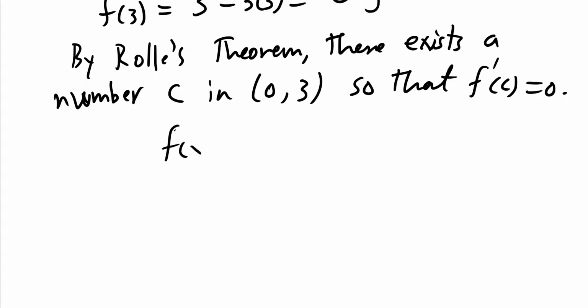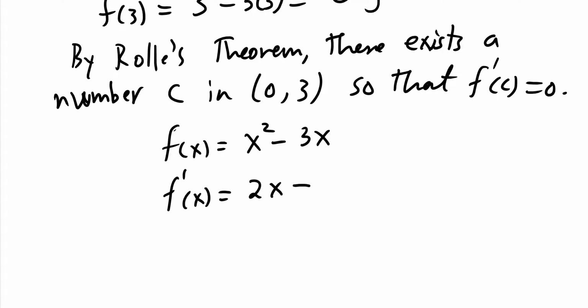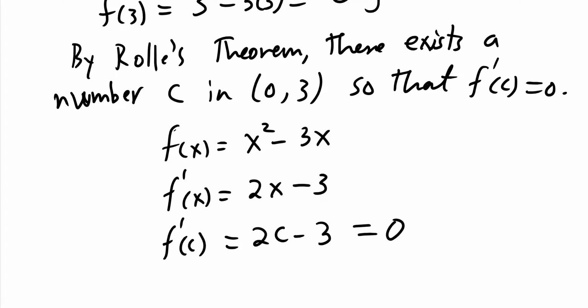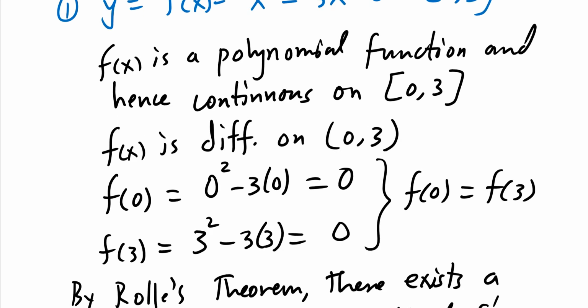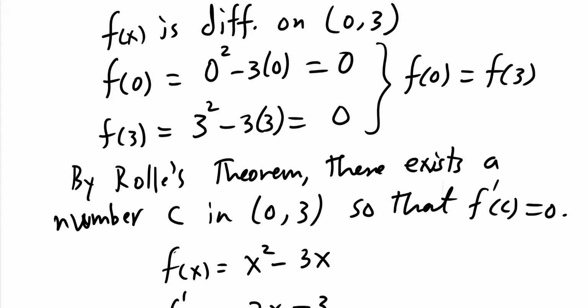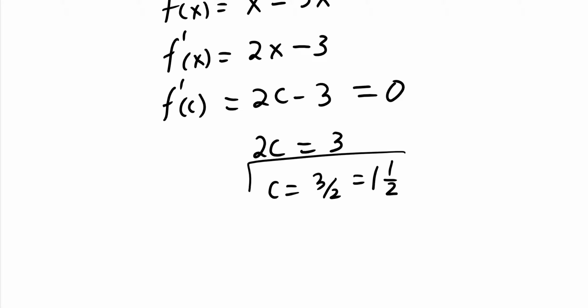So let's write the given function, x squared minus 3x, and find the derivative for that, which is 2x minus 3. If we find the derivative at C, that's 2c minus 3. This must equal 0. And then that will enable us to solve for C, which is 3 over 2, or 1 and 1/2. Make sure the value C we obtain really falls inside that interval 0 to 3. Does it? 1.5? Yes, it does. So that's what we need. This is the value C we're looking for.